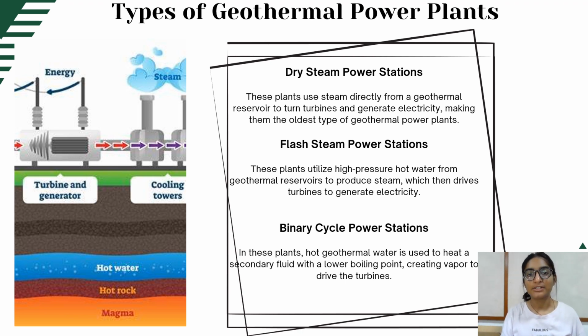Flash steam power stations utilize high pressure hot water sourced from geothermal reservoirs, swiftly converting thermal energy into electrical power. Binary cycle power stations employ a distinct process where hot geothermal water heats a secondary fluid with a lower boiling point, initiating the production of vapor that propels turbines, marking a more intricate but efficient method of electricity generation with geothermal energy systems.